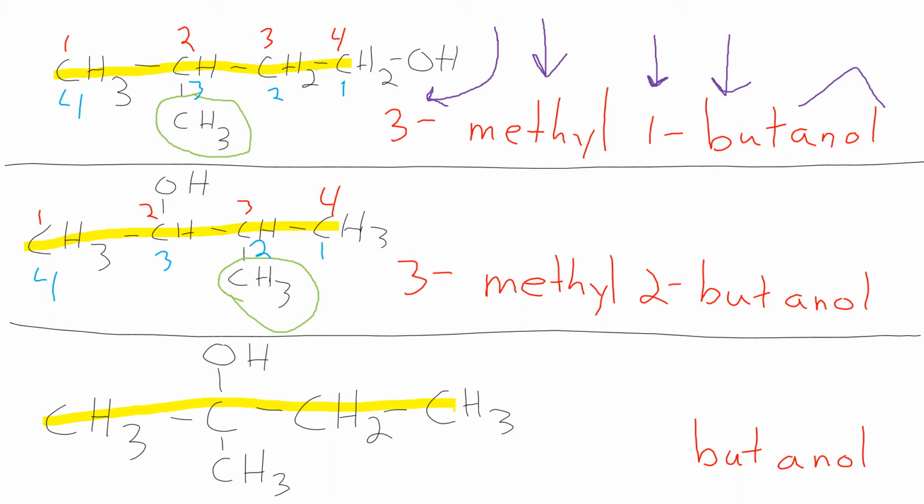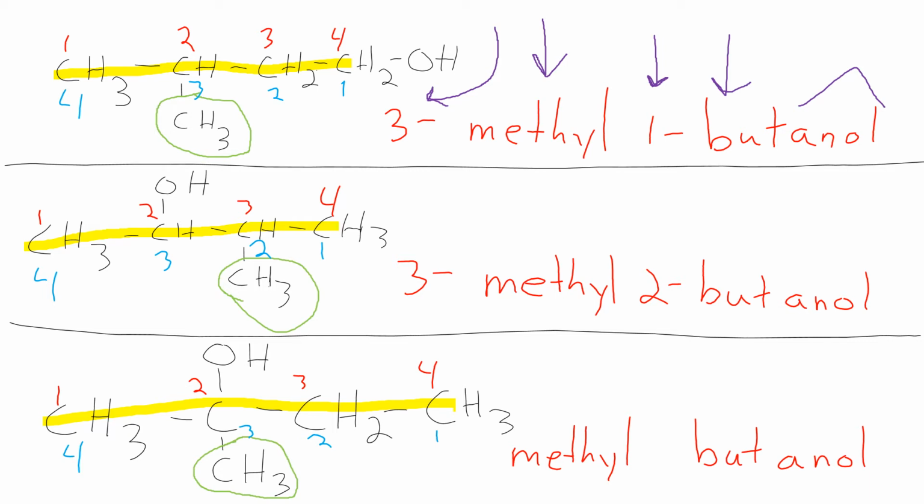Next, we'd be seeing if there are any branches present, and we do have a branch circled in green. How many carbons are part of that branch? 1, so we're looking at a methyl branch again. Next, we would have to describe locations. So we'd have to number the carbon chain, left to right in red, 1, 2, 3, 4, or right to left in blue, 1, 2, 3, 4.